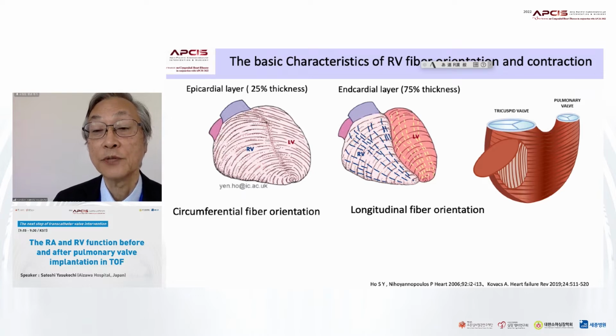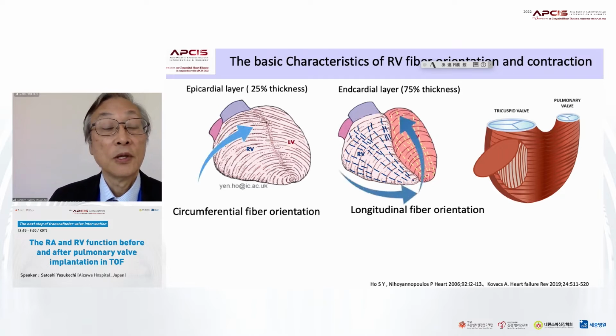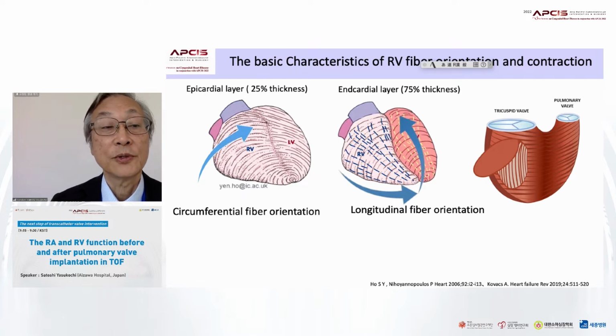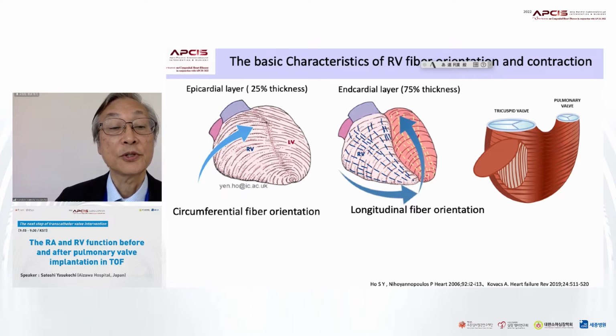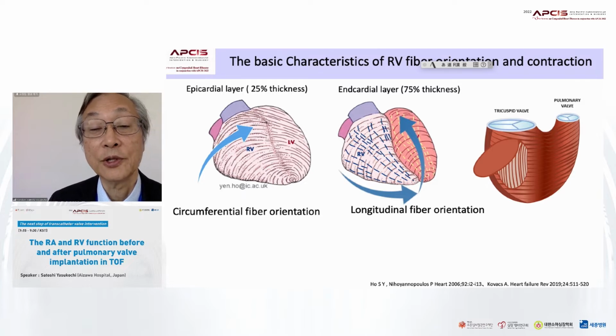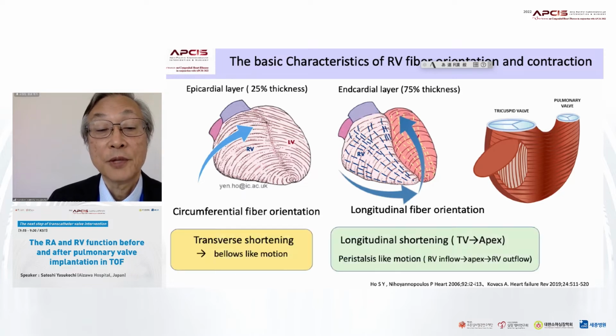The right panel shows that if you open a window from the outside of the right ventricle, you may see the longitudinal orientation of the fibers. Contraction occurs along the fiber orientation. The outside has circumferential contraction and shortening, and the inside endocardial layer has longitudinal contraction along the longitudinal fibers from the tricuspid valve to the apex, and also peristalsis-like motion from the RV inflow through the apex to the RV outflow.